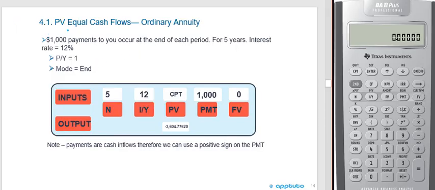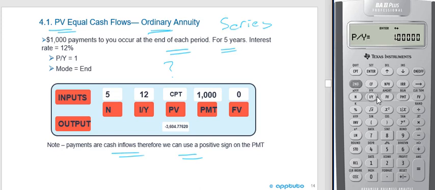Okay, this one should be easy. Now we're looking at an ordinary annuity, which is a series of cash flows again, but now we're looking at the present value. So this is $1,000 payments occur to you at the end of each period. So that's an ordinary annuity for 5 years. What's the value of that to you today? Okay. So again, payments to you are cash inflows.